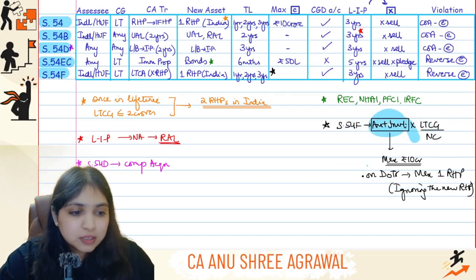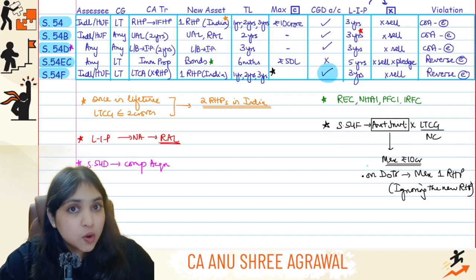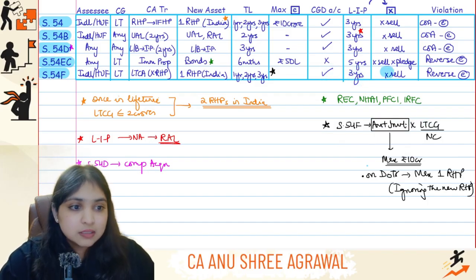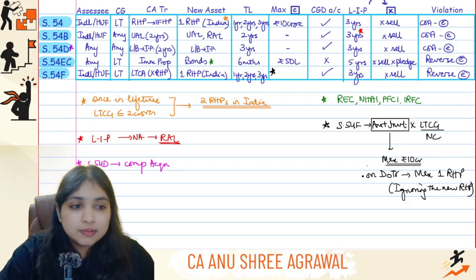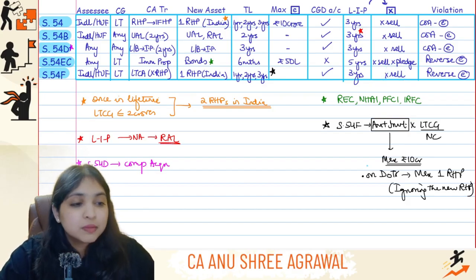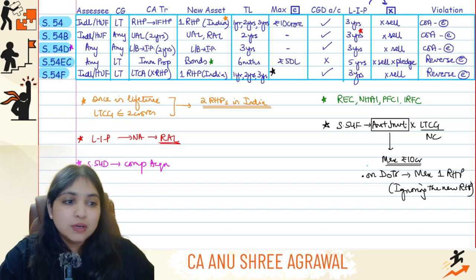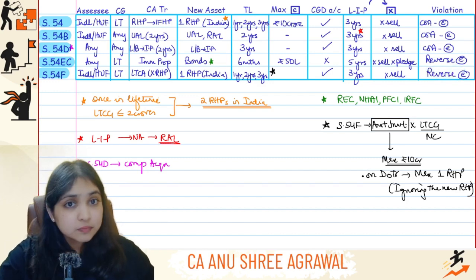In the formula, the amount invested should not be more than 10 crore. The CGD concept will apply. The lock-in period will be 3 years. In 3 years, you should not sell away the new house. And in case you do sell within 3 years, in case you violate the lock-in period, then whatever exemption you had enjoyed earlier will now be reversed. It will now be taxed as long-term capital gains.